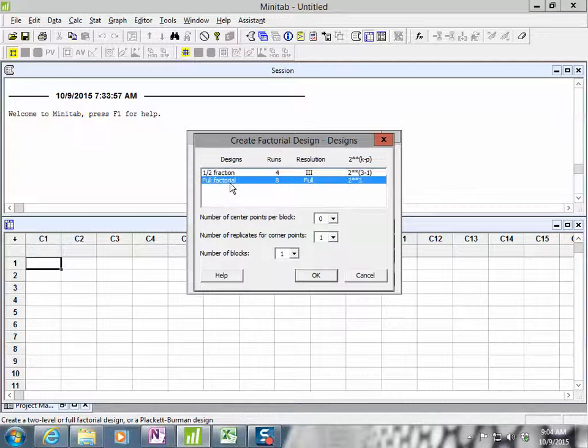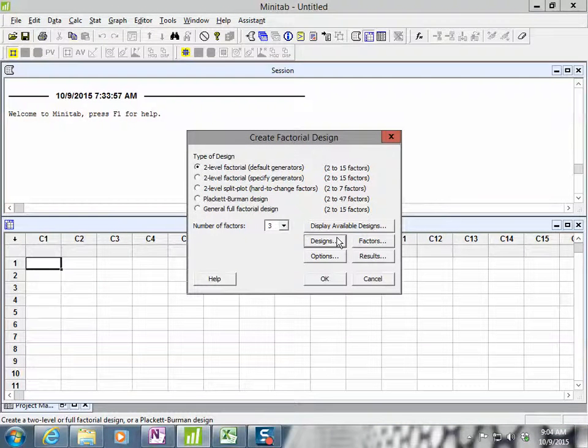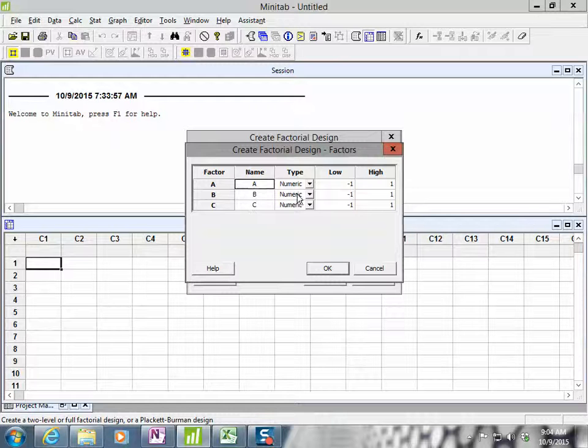We want a full factorial. Again, a half fraction is what we'll learn later. And no center points. We haven't even talked about center points yet. 1 block. We haven't talked about doing any blocking on this, so we just have 1 block. And then we have 3 replicates at the corner points. And say, all right, we did the design factors. They're all numeric. They're coded the way we want them to be coded.